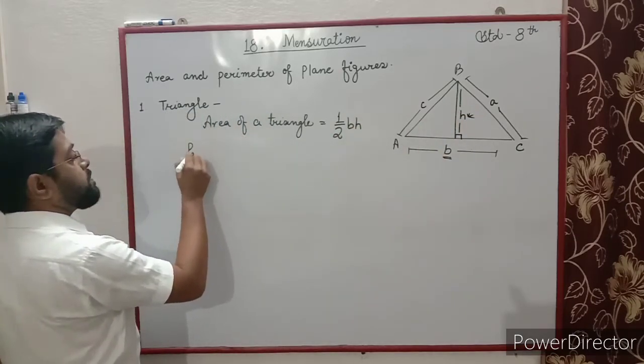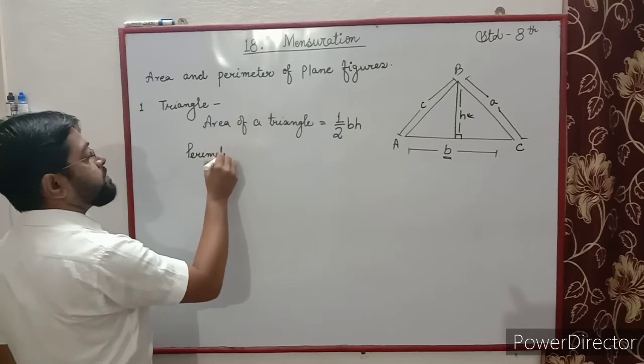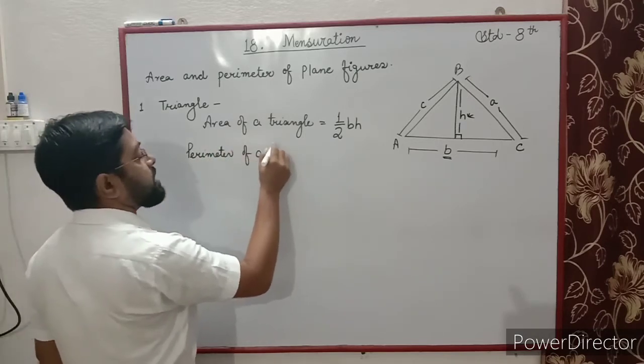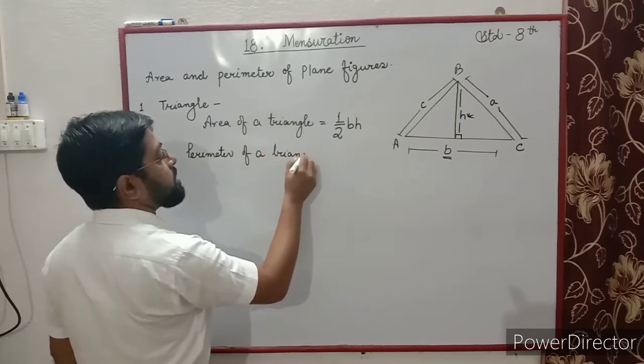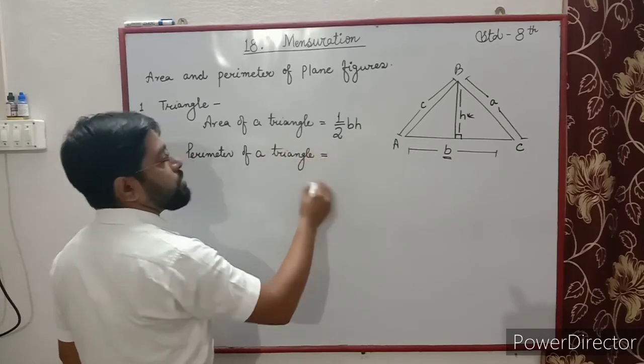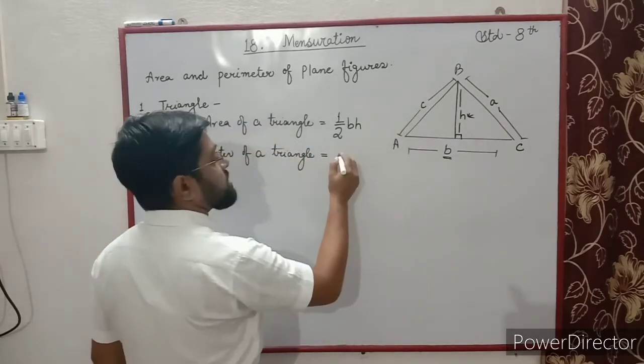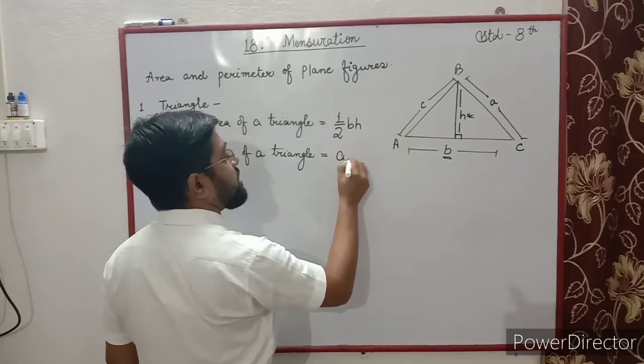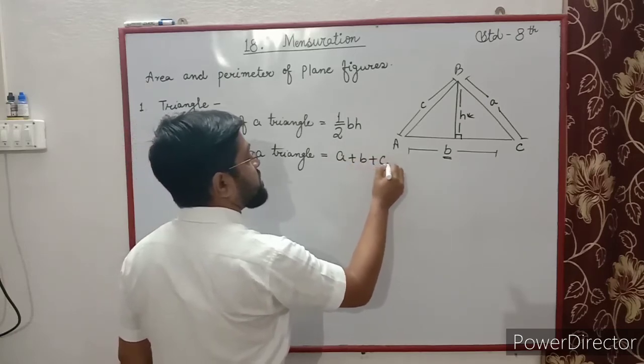Now, perimeter of a triangle is equal to sum of the length of the sides A plus B plus C.